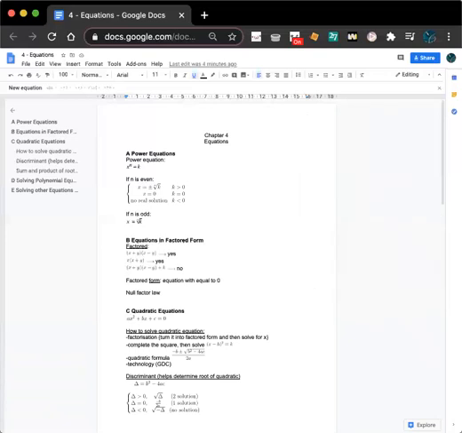Okay, so after factorization, we have completing the square. An example of completing the square would be, let's just say, x squared plus 4x plus 1.